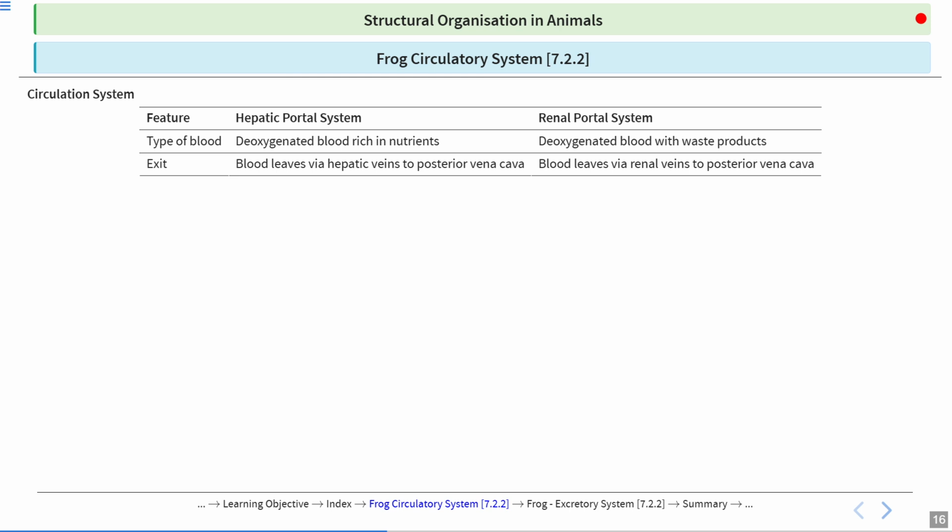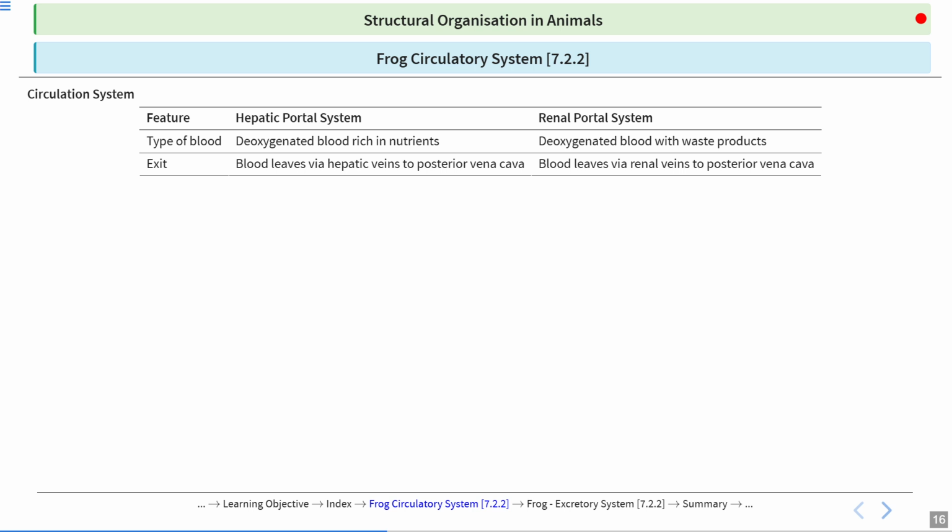Types of blood in the hepatic portal system. Deoxygenated blood, rich in nutrients. Here, what type of blood reaches the hepatic? Deoxygenated blood, but it is rich in nutrients because it has passed through the digestive system. Whatever nutrients are present after digestion are absorbed and poured directly into the blood, but it is deoxygenated. Similarly, for the renal portal system, deoxygenated blood with a lot of waste product, a lot of nitrogenous waste product.